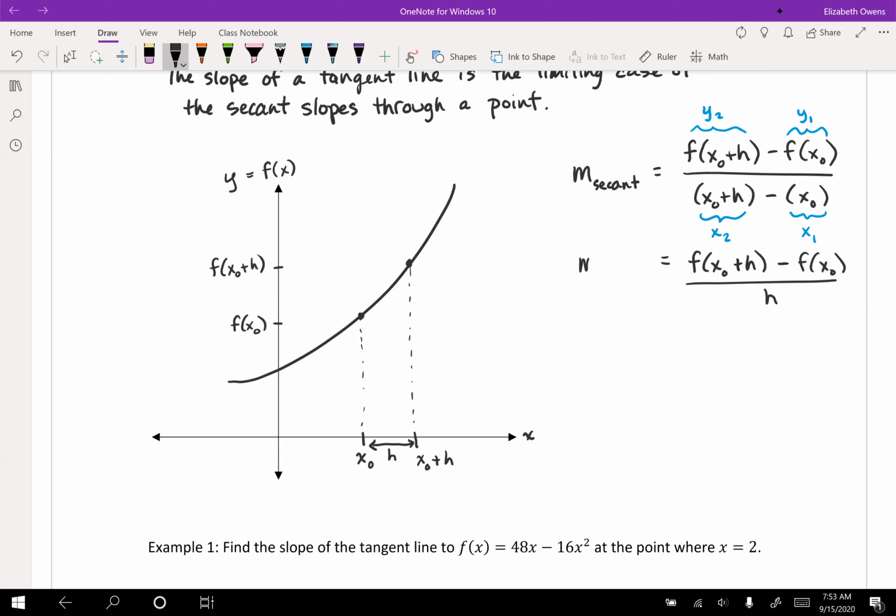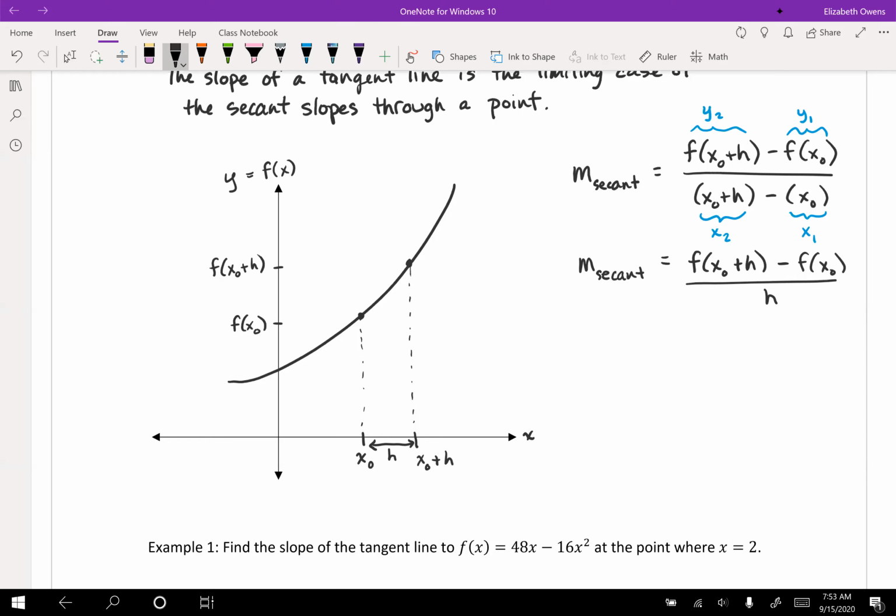And yeah, in chapter 2, we were using x1 instead of x naught. But in chapter 3 here, the book makes a little bit of a pivot and they're going to call that x naught instead. No worries, it's going to behave the same way. All right, so that was our secant slopes.